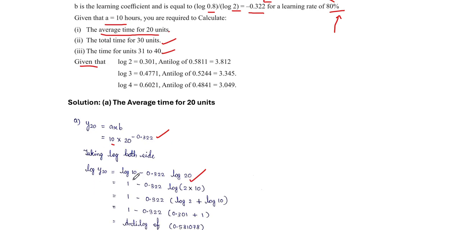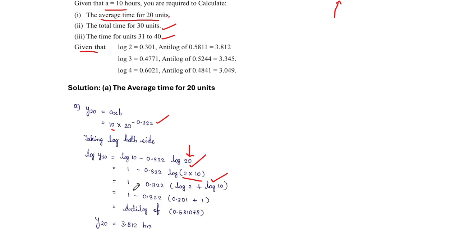Now we will solve further. The value of log 1 is 1, so we will put 1 minus 0.322 log. Now we will divide this 20 into 2 into 10. We can also write 20 as 2 into 10, right? So that we will solve easily. Further, 1 minus 0.322. Now we will add those terms because it is given in the form of multiplication.